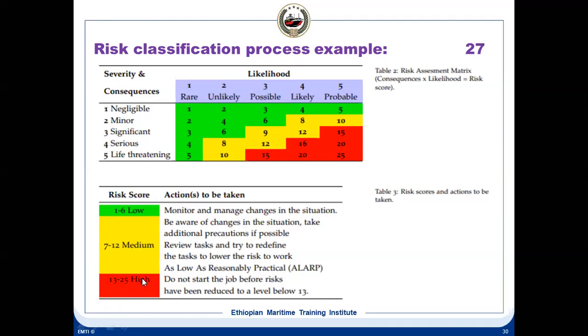You have to make additional precautions. Suppose a fire hazard is there. Then you can say a standby person, fire sender is present, CO2 extinguishers are present. All this will reduce the risk and it will come to this score. So this is the risk classification process example, okay? This is very important, how to make the risk assessment, because for all high voltage work, you have to make the risk assessment.